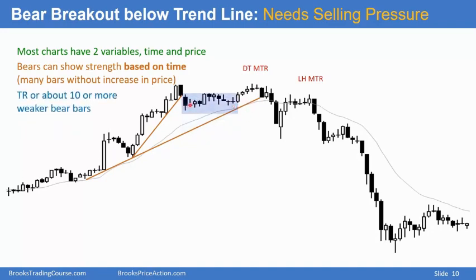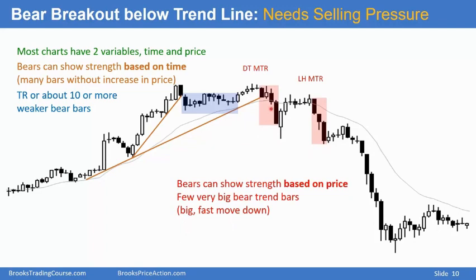Tight trading range, 10 or more bars. Even though the bars are weak, it's still enough evidence that the bears can stop the bull trend, at least for a lot of bars. And sometimes that can lead to a major reversal. They can show strength based on price, moving the price down quickly here and here. Bears are strong based on time, owning a lot of bars, stopping the bull trend for a lot of bars, or based on price, a quick move down, big bear trend bars.